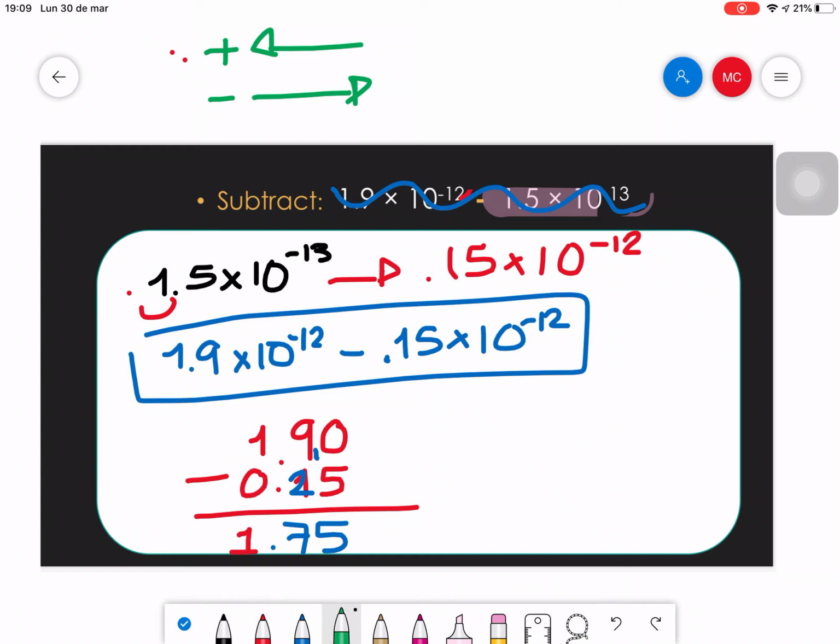So my answer is 1.75 times 10 to the negative power of 12. And you are done. Why 12? Because that is the exponent of the last operation.